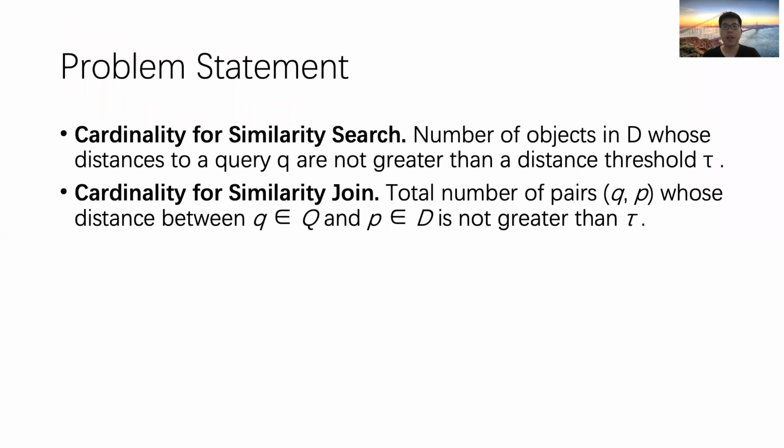Similarity search and join have been well studied for decades, but fewer papers focus on cardinality estimation for similarity queries. The cardinality for similarity search denotes the number of objects in the dataset whose distances to a query q are not greater than a distance threshold tau. And the cardinality for similarity join denotes the total number of pairs (q, p) from the query set and dataset whose distance is not greater than tau.